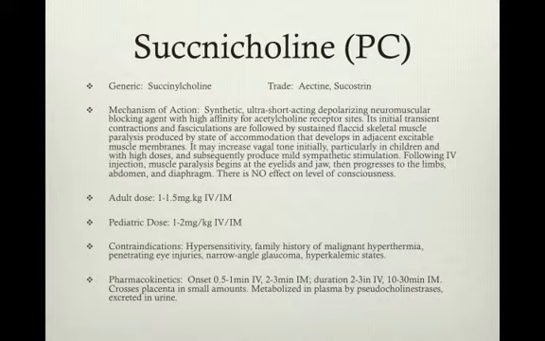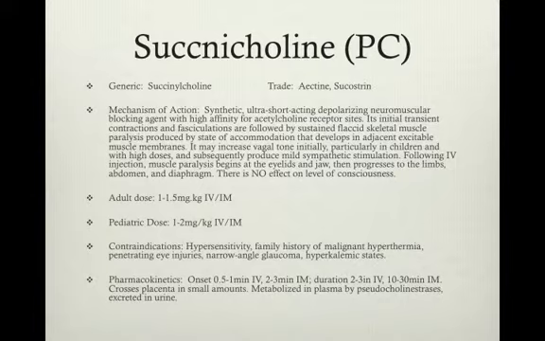So, first drug, succinylcholine, primary care drug. Generic is succinylcholine, and the trade name is Anectine or Quelicin. My apologies, Quelicin. Mechanism of action: synthetic ultra-short-acting depolarizing neuromuscular blocking agent with high affinity for acetylcholine receptor sites. Its initial transient contractions and fasciculations are followed by sustained flaccid skeletal muscle paralysis, produced by a state of accommodation that develops in adjacent excitable muscle membranes.